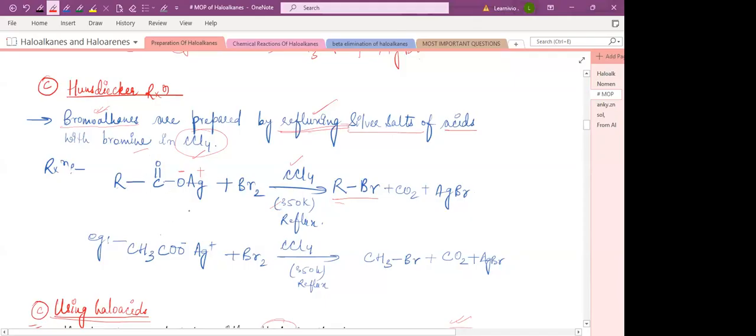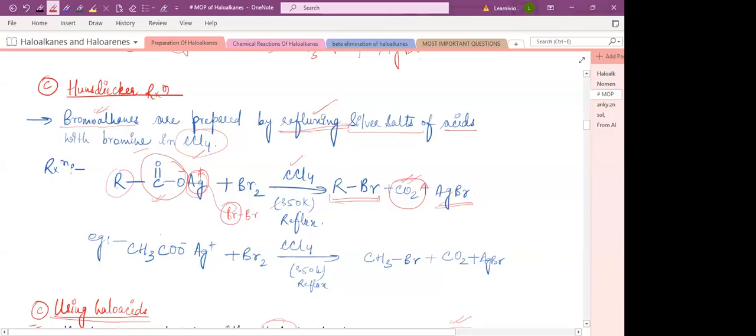And the reaction is characterized by decarboxylation. This COO group is removed as CO2. This is your Br2, Br and Br. One Ag plus goes with one Br, and the carboxyl group is liberated as CO2. AgBr is formed as a byproduct, and you get RBr.